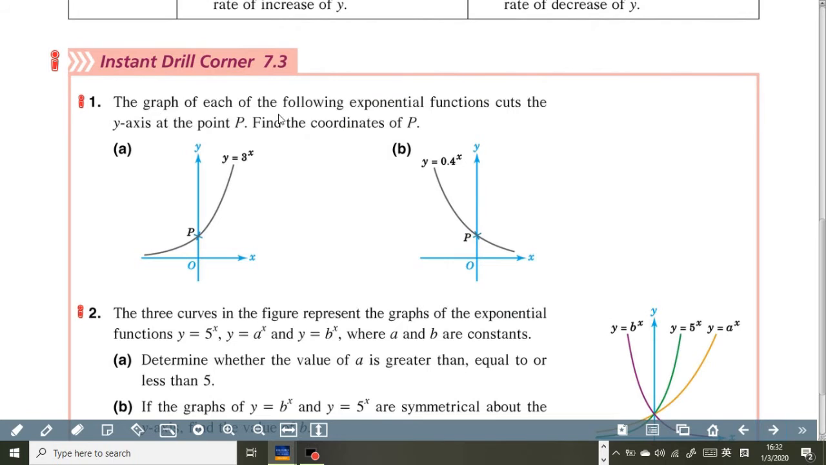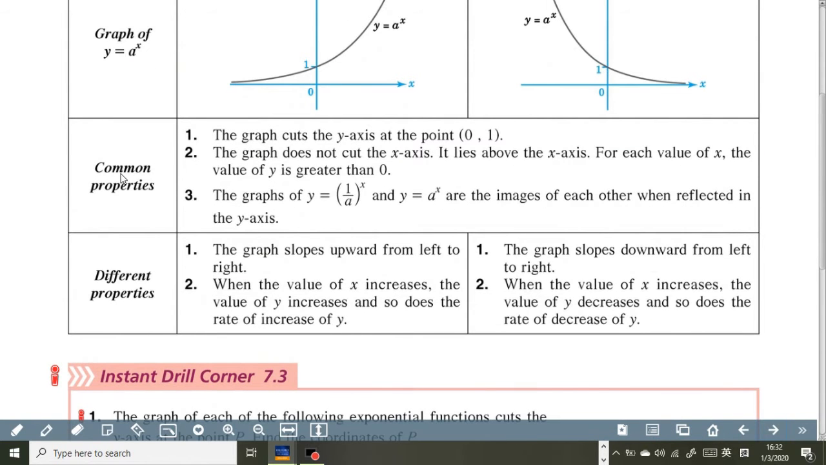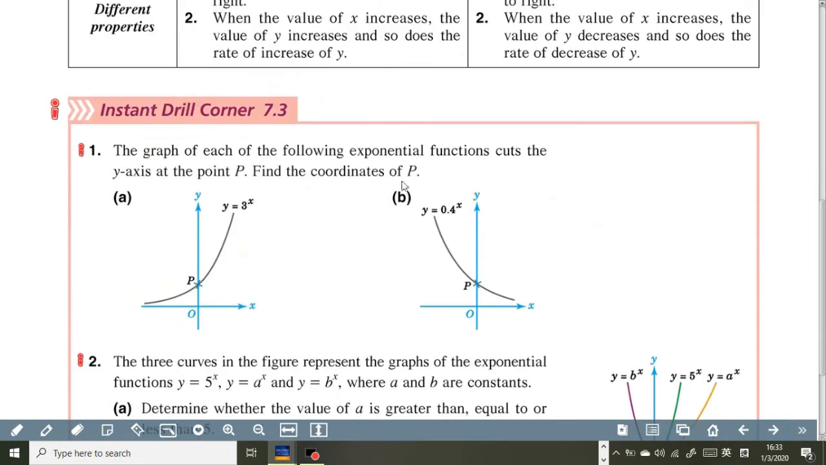Here, the graph of each of the following exponentials cuts the y-axis at the point P. Find the coordinates of P. According to the properties, the common property for these two graphs is that they both pass through (0, 1). So when you're looking at the graph, you can always locate the point, which is (0, 1).